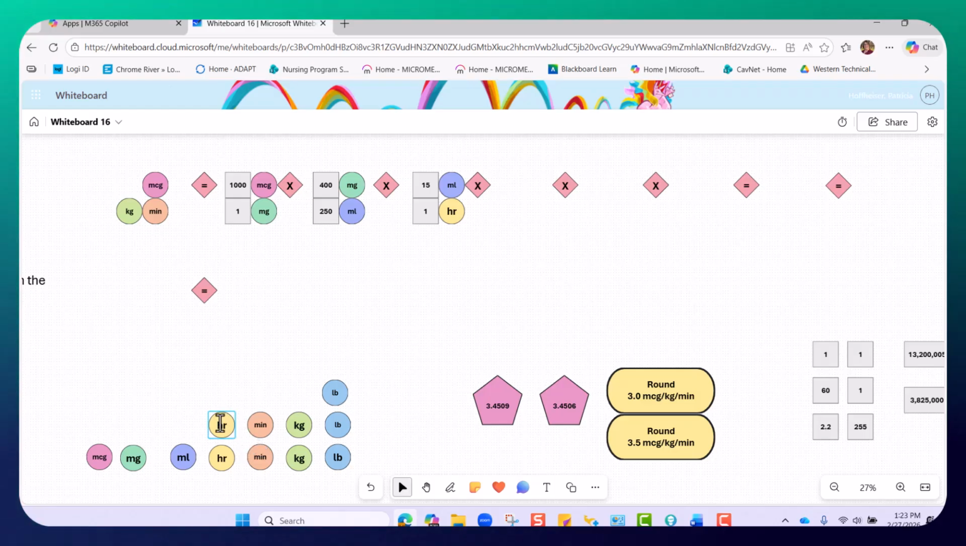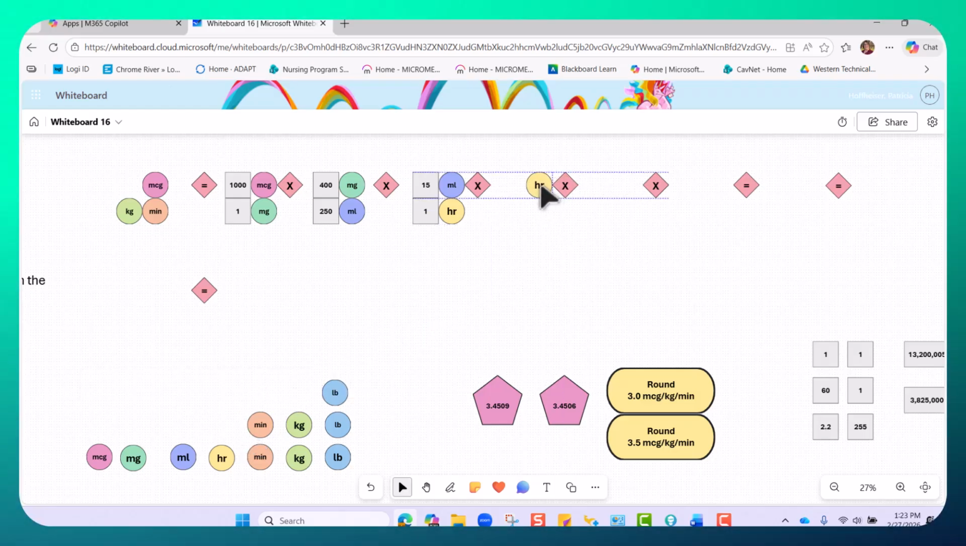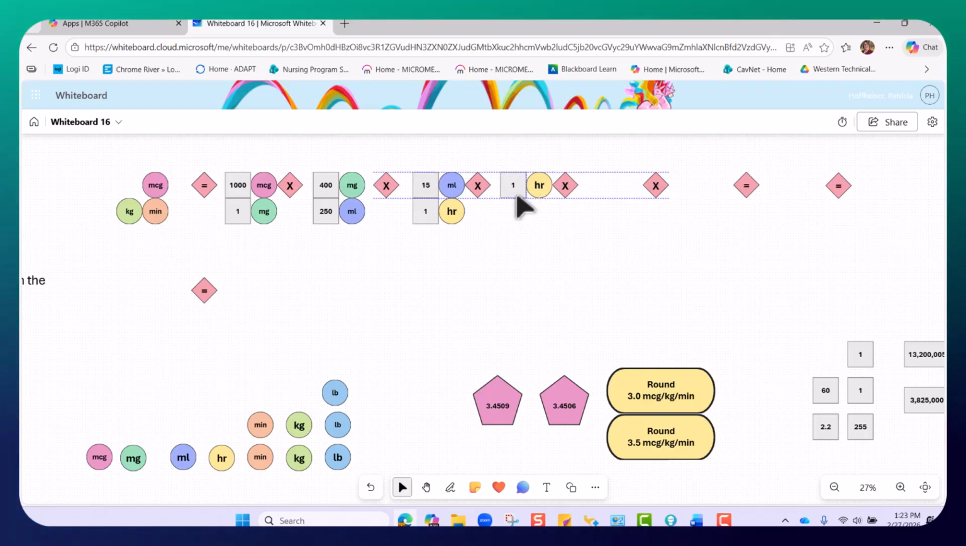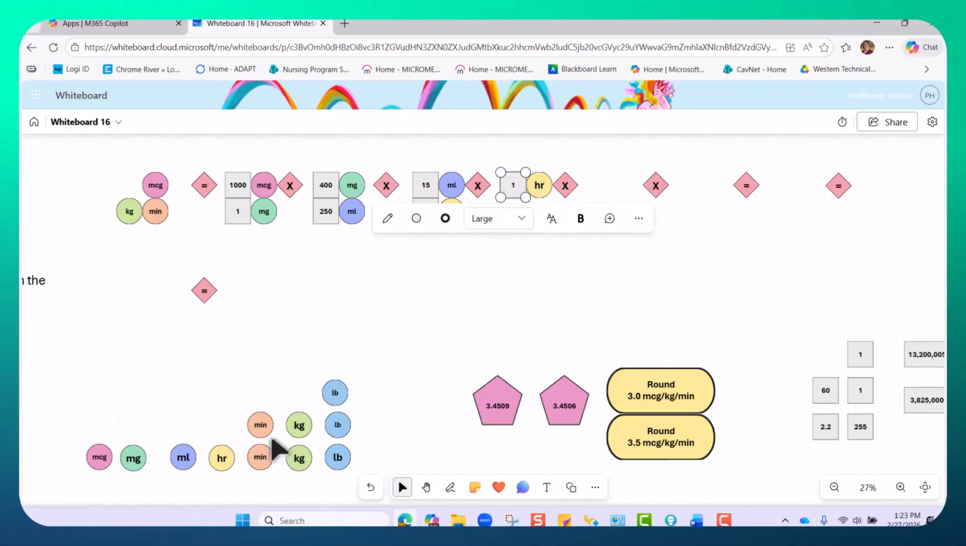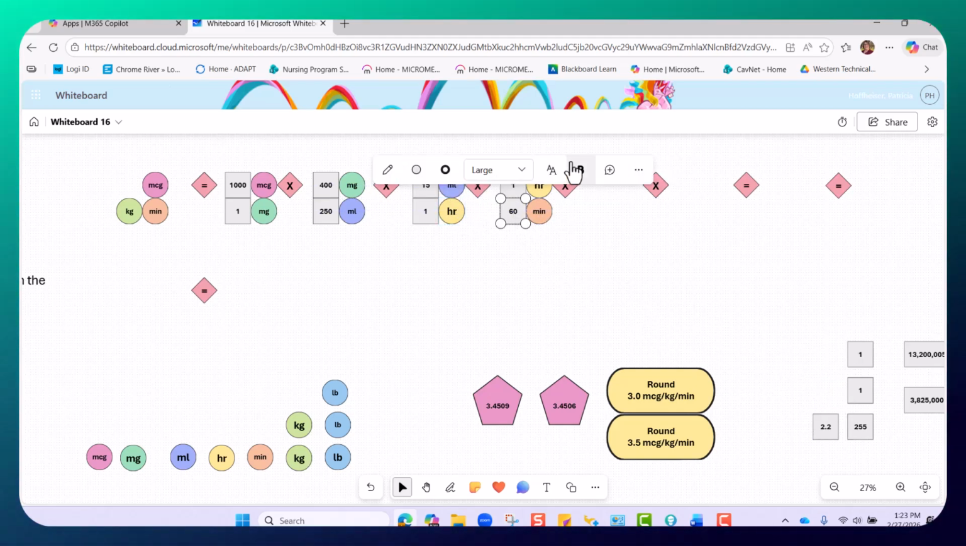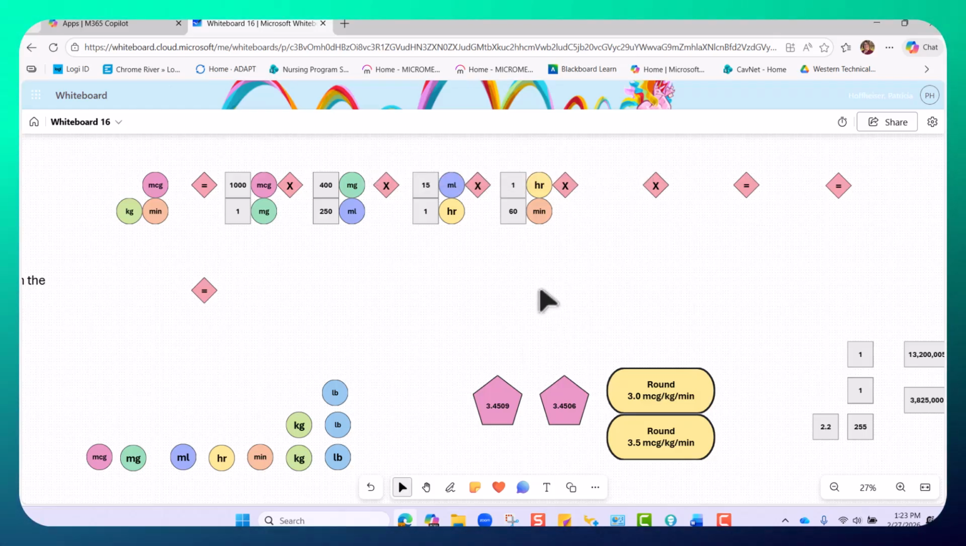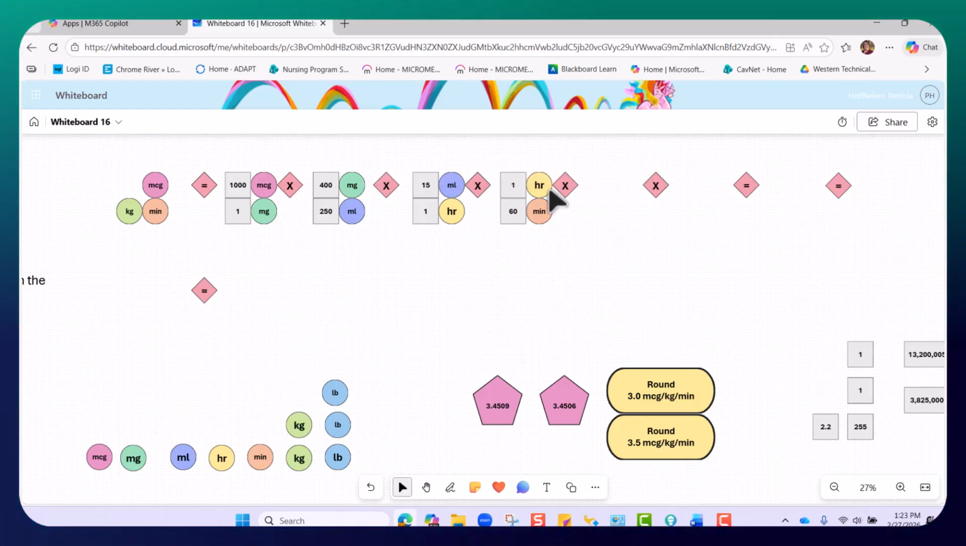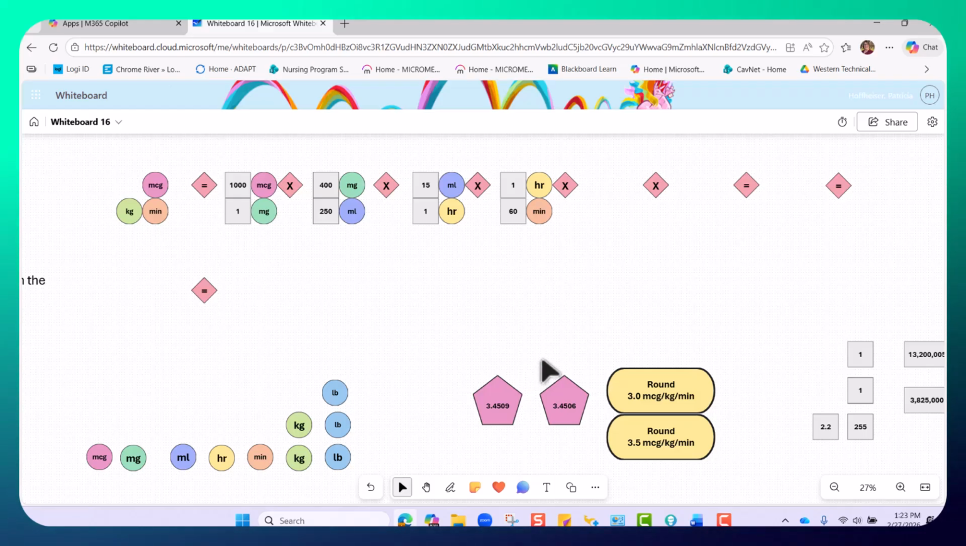All right, so I've got to get rid of that hour. So hour has to go on the top of my next fraction. This is going to be a conversion factor again, so I have to put in for every 1 hour, there is 60 minutes. Now my hours cross cancel out. So I have set up my problem correctly up to this point.